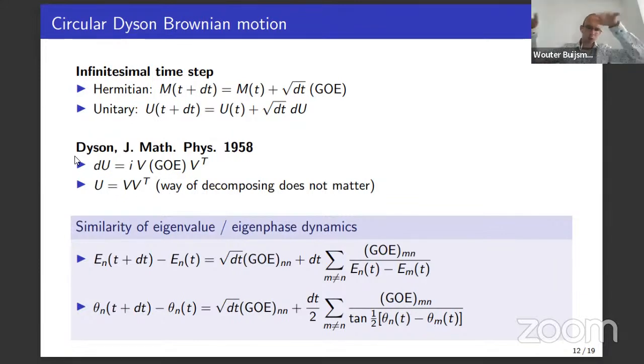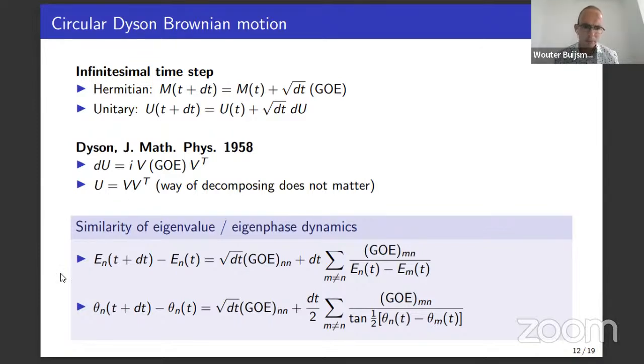If you have two different ways of making this decomposition, then we can incorporate the difference in the matrix sampled from the Gaussian orthogonal ensemble. So you can take, for example, V as the matrix square root of U.